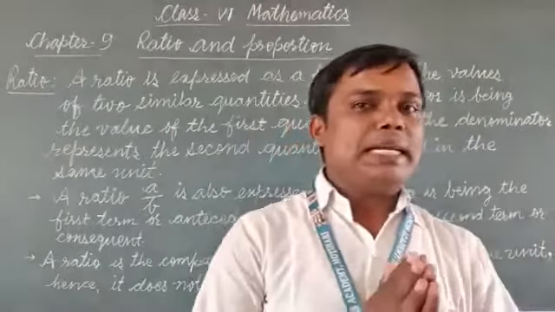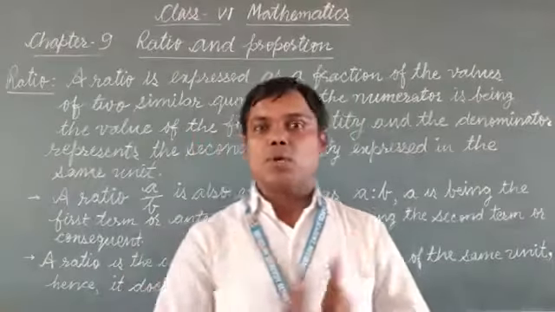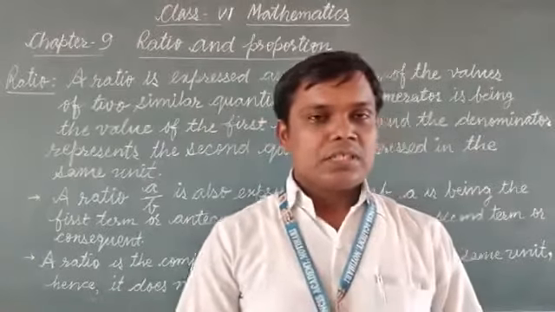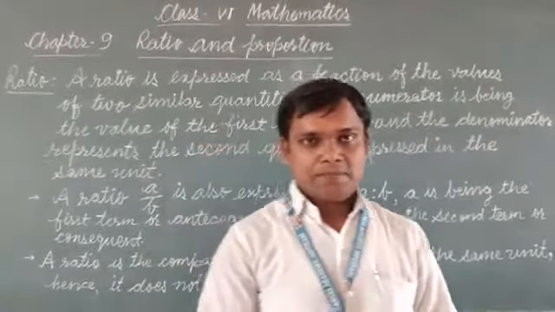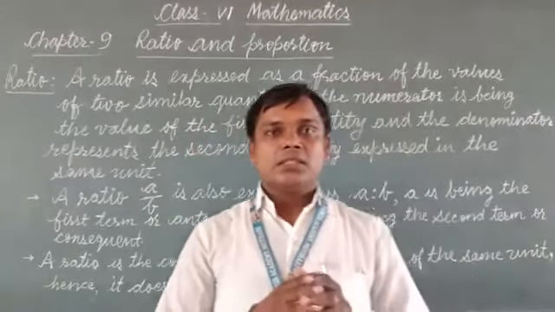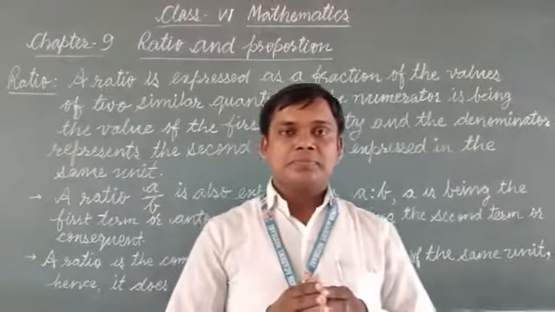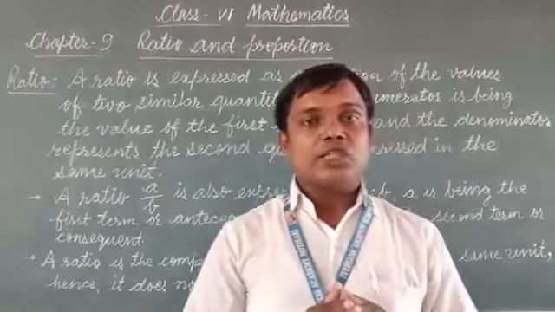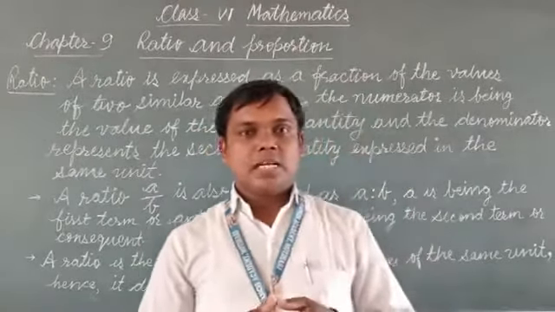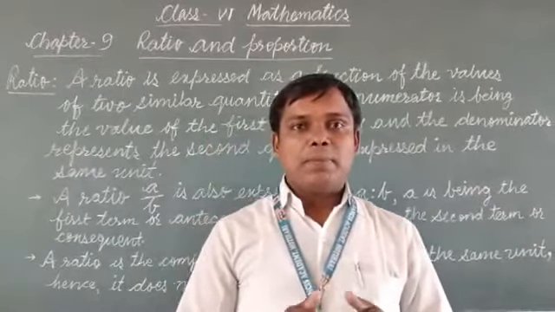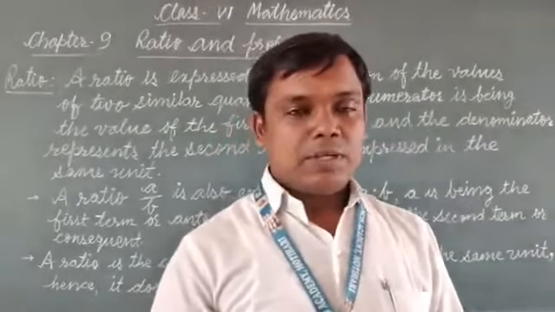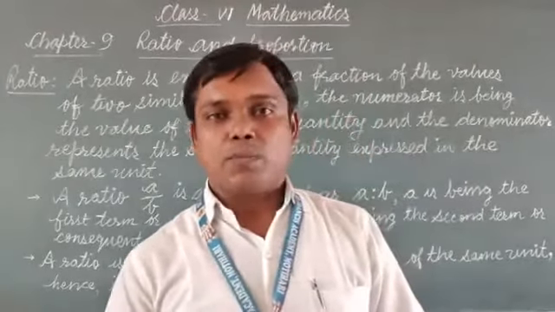We have already completed Unit 1 of our book. Today we will start Unit 2, Commercial Mathematics. In this unit, we will read 3 chapters. Chapter 9, Ratio and Proportion. Chapter 10, Percentage, and Chapter 11, Application of Percentage. So let's start Chapter 9, Ratio and Proportion.